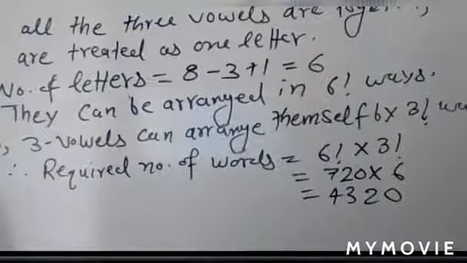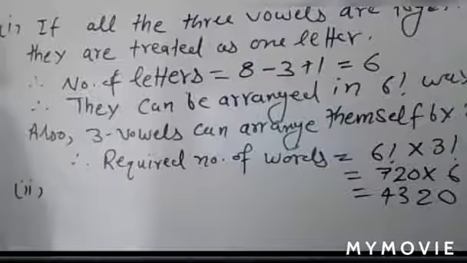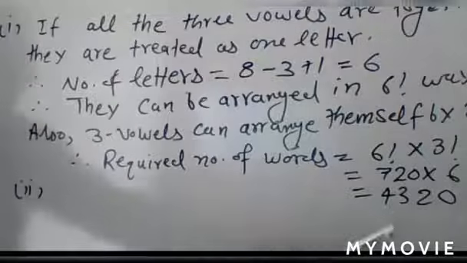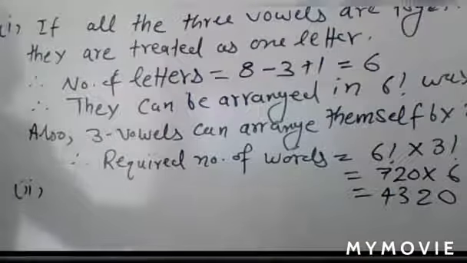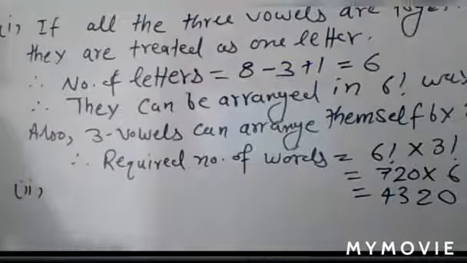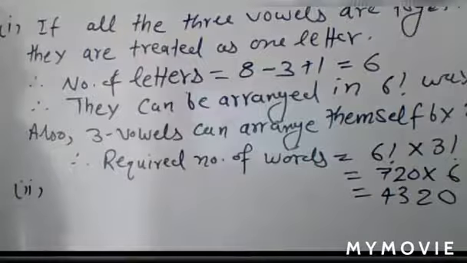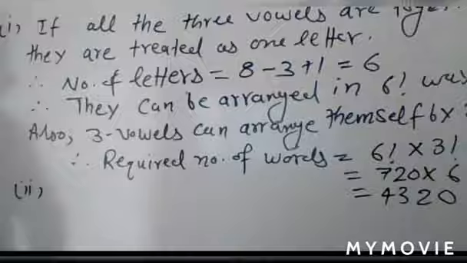Understand? And in the second part, what is given? How many words are there in which all the vowels are not together? So how do you find that? You have to subtract the words in which all the vowels are together from the total number of words. There are only two possibilities: either all the vowels are together or they are not. So here you have the total number of words, 40,320, and you subtract the number of words in which all the vowels are together, and finally you will have your answer.